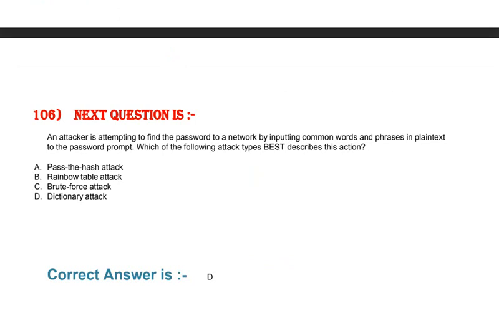Question is, an attacker is attempting to find the password to a network by inputting common words and phrases in plain text to the password prompt. Which of the following attack types best describes this action? Option A, pass the hash attack. Option B, rainbow table attack. Option C, brute force attack. Option D, dictionary attack. Correct answer is option D.